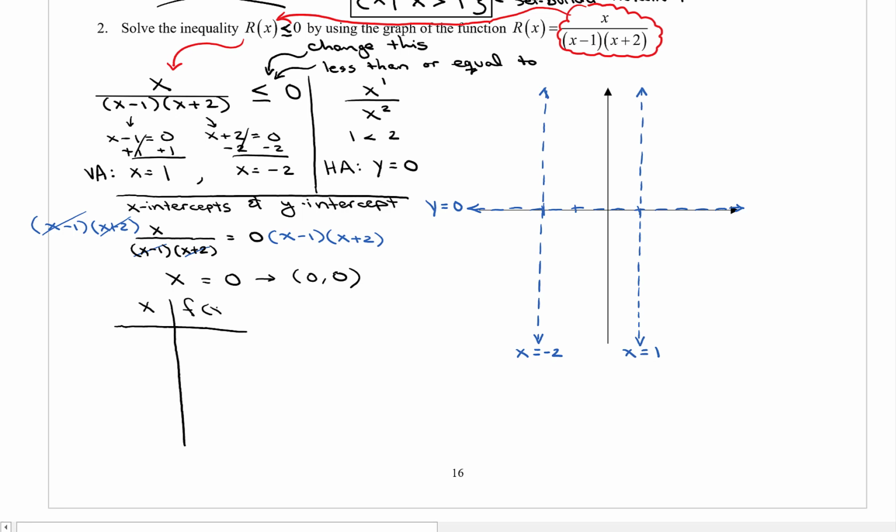Let's come up with a few points to help me sketch this graph. Looking here, I'm going to choose values in these different intervals in between these asymptotes. How about -3, -1, and then there's my x-intercept, my y-intercept. And how about here we choose 0.5, and over here we'll choose 2. I like those values. Let's use those. Let's plug those in and see what we get.